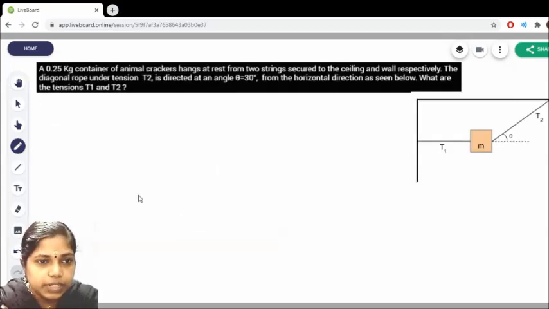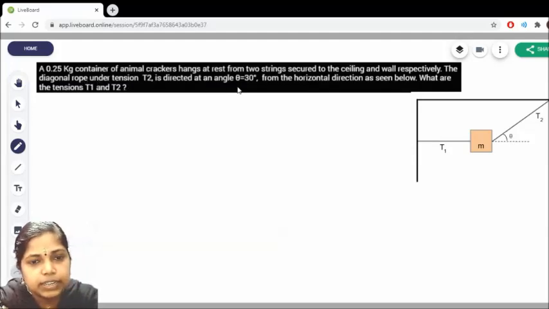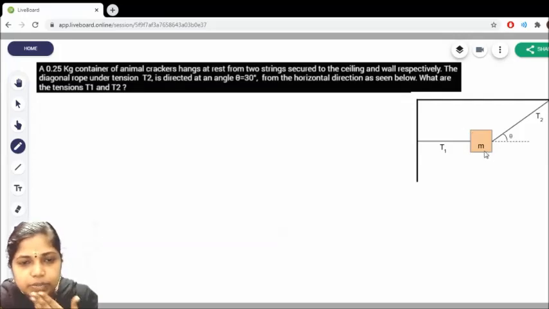Now let's do another problem. A 0.25 kilogram container of animal crackers hangs at rest from two strings secured to the ceiling and the wall respectively. The diagonal rope under tension T2 is directed at an angle theta equal to 30 degree from the horizontal direction as seen below. What are the tensions T1 and T2? So this is the situation they given.